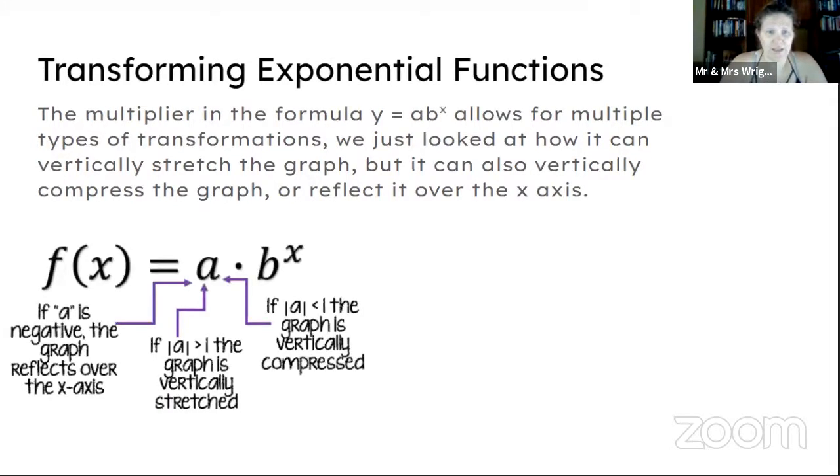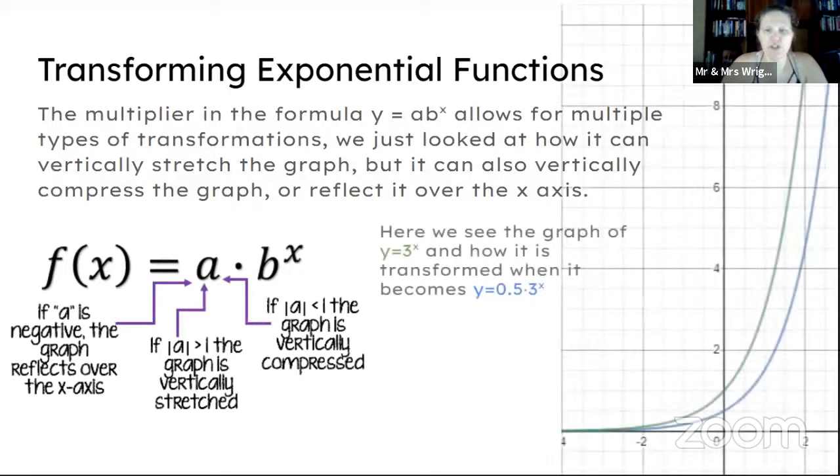So the value of the A will tell us what's going to be happening with the graph. If it's negative, we get that reflection. If it's greater than 1, we get the vertical stretching. And if it's less than 1 but greater than 0, you're going to have it vertically compress or be squished down. We're going to look at it.